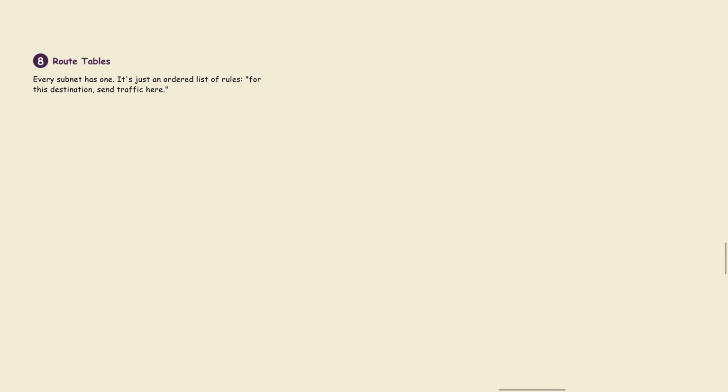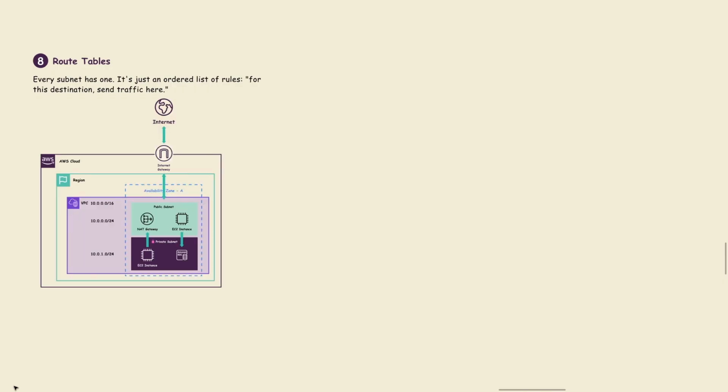When traffic wants to go somewhere, where should it be sent? Each rule contains a destination and a target. In other words, for this destination, send traffic here. Route tables control how traffic moves, inside the VPC, to the internet, or to other networks. Let's walk through the diagram step by step.